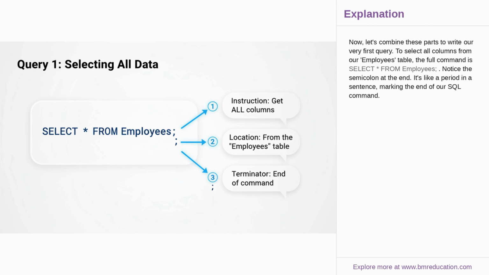To select all columns from our employees table, the full command is SELECT * FROM employees. Notice the semicolon at the end. It's like a period in a sentence, marking the end of our SQL command.